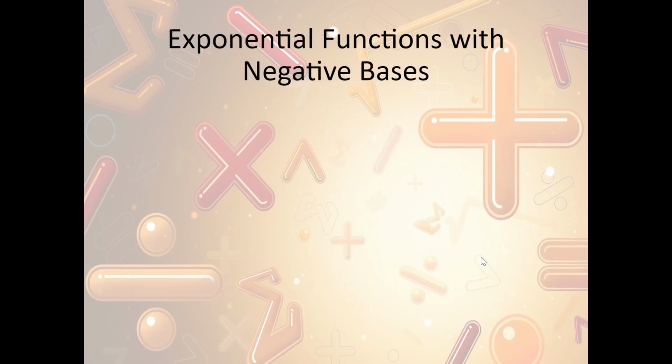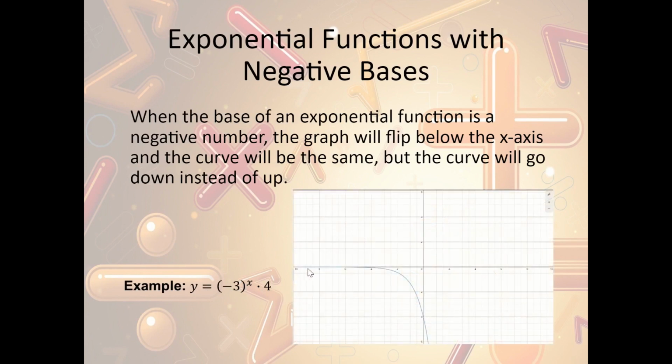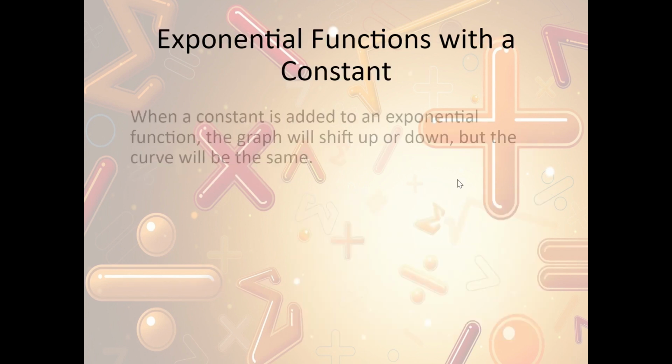Now what if the base is negative? Well, when the base is negative, the graph will flip below the x-axis and will go down instead of up. For instance, we have y equals negative 3 to the x times 4. So here, it's going to flip and go downward below the x-axis. It's going to be exactly the same graph as 3 to the x, but it's just going to be down this direction. So it's going to be like it was reflected down below the x-axis. Now what if we were to add a constant?